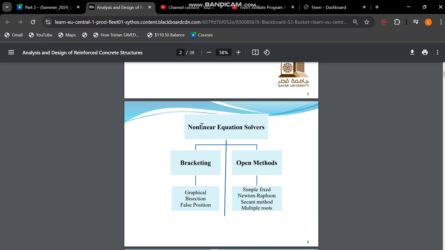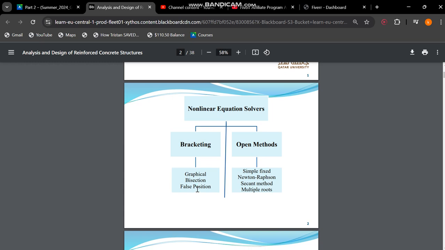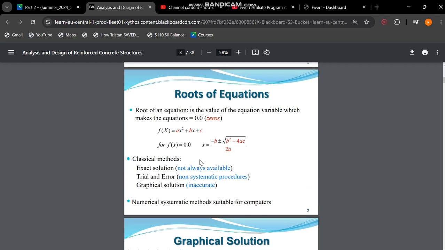Basically it's used to solve non-linear equations. Any complex non-linear equation it can solve. There are three methods. The two most important ones are bisection and false position. Graphical is not that important, but we'll cover it either way really quickly. And in the next video, hopefully we'll do open methods. So in this video, we're gonna focus on bracketing methods.